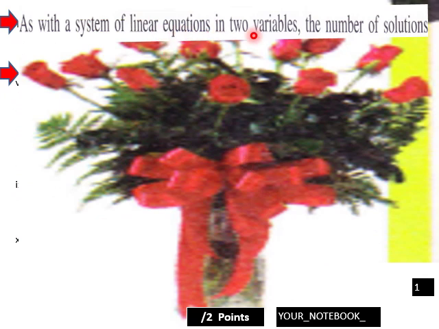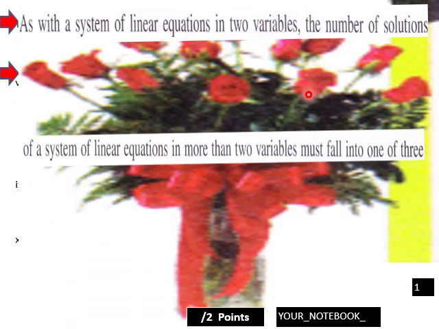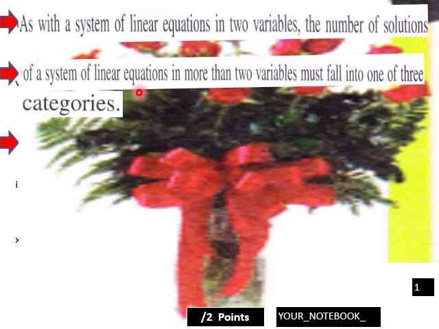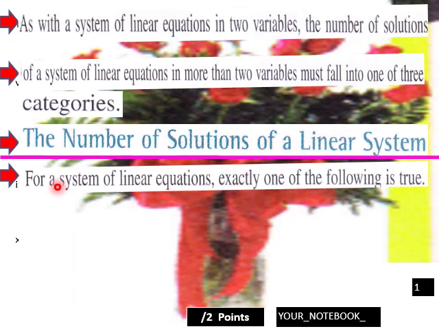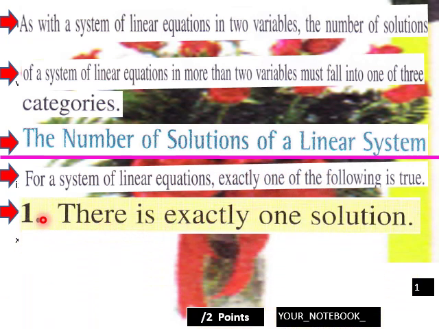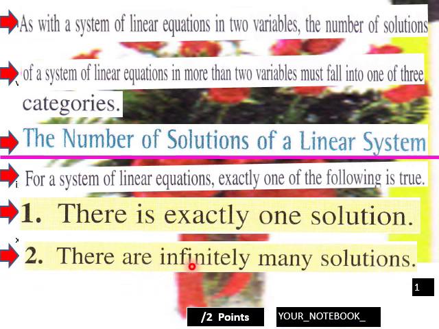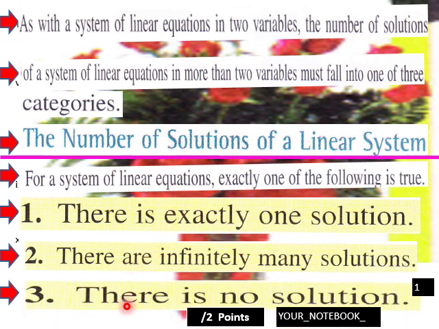As with a system of linear equations in 2 variables, the number of solutions of a system of linear equations in more than 2 variables must fall into one of 3 categories. The number of solutions of a linear system: for a system of linear equations, exactly one of the following is true. 1, there is exactly one solution. 2, there are infinitely many solutions. Or 3, there is no solution. So these are your 3 possibilities here.